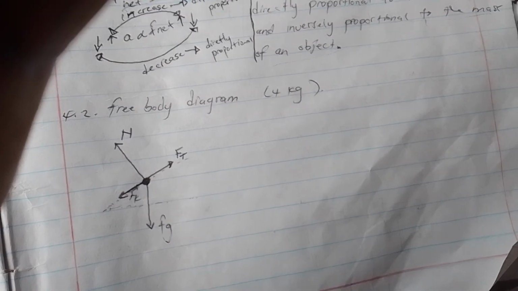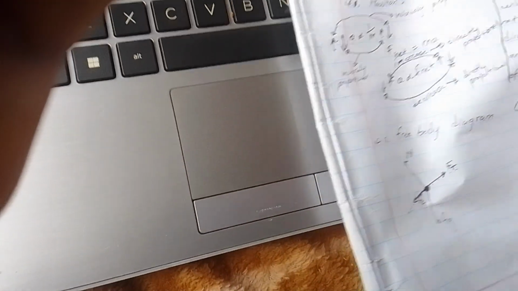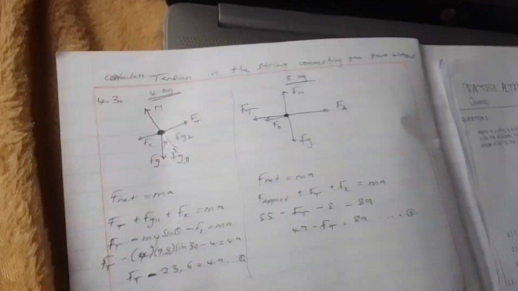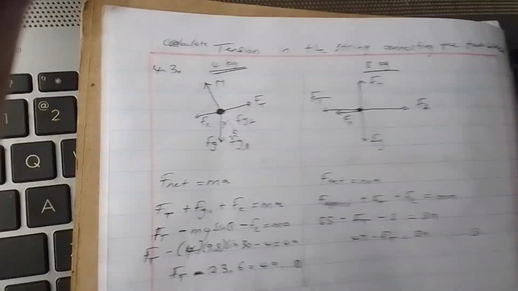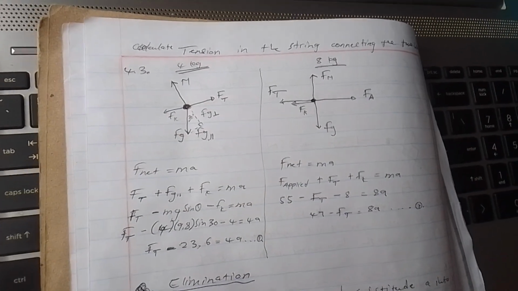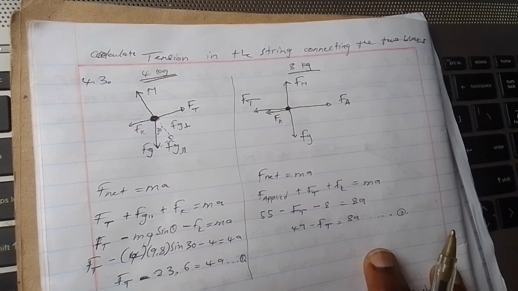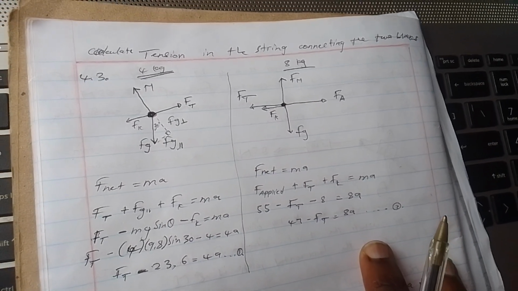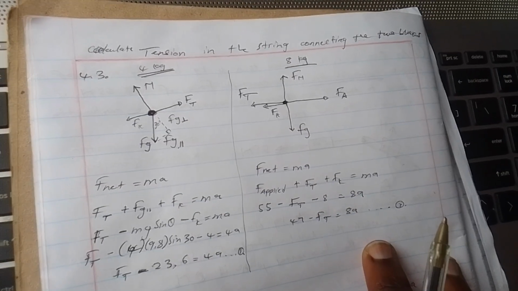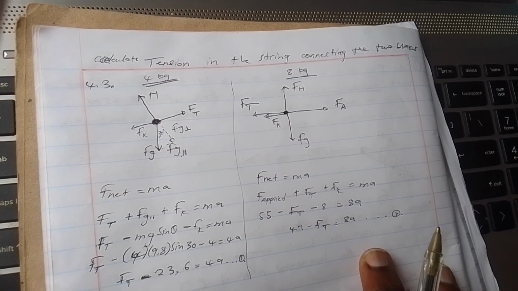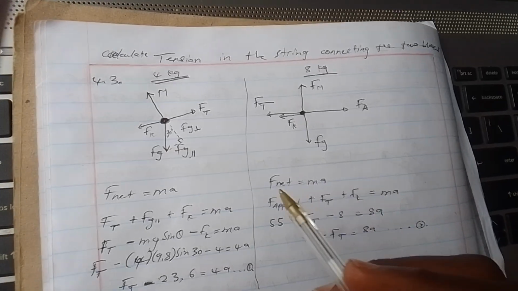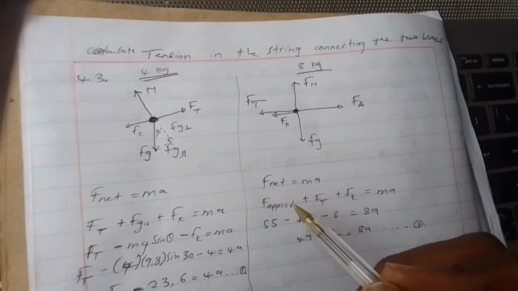So okay, we're done here. Let's get to the questions, the calculations. So here, okay, we are still on that creation of our 8 kg block and 4 kg block. So okay, here they're saying calculate tension in the string connecting the two blocks.